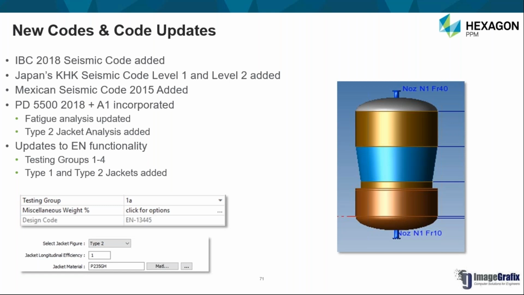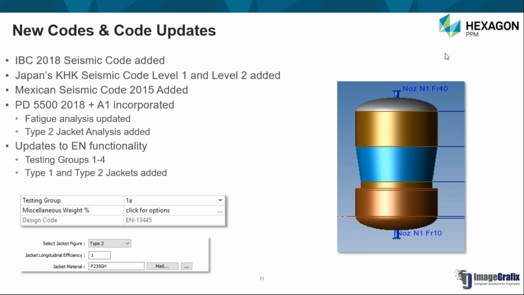IBC 2018 seismic code has been added. Then Japan's KHK seismic code level 1 and 2 has been added. The Mexican seismic code 2015 edition has been added. Also, PD 5500 2018 plus Addenda 1 has been incorporated.